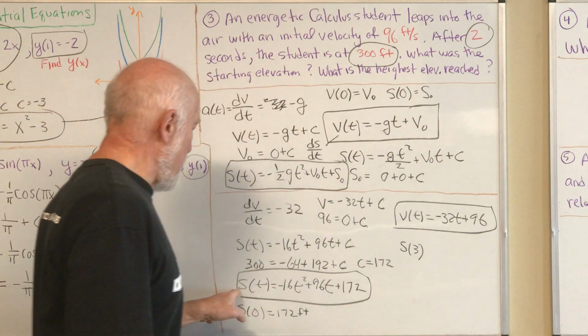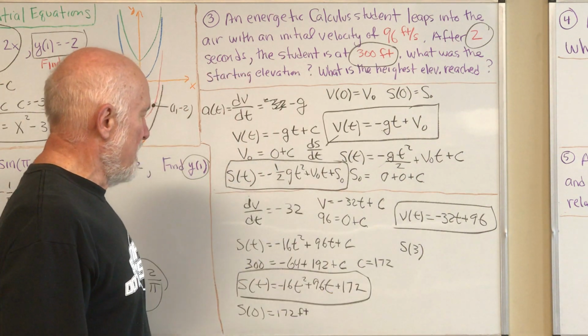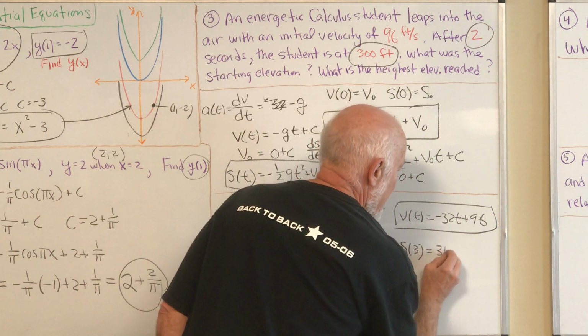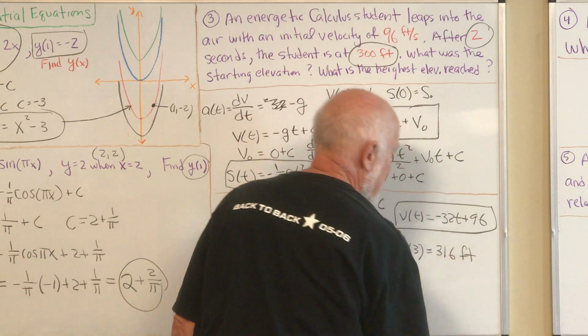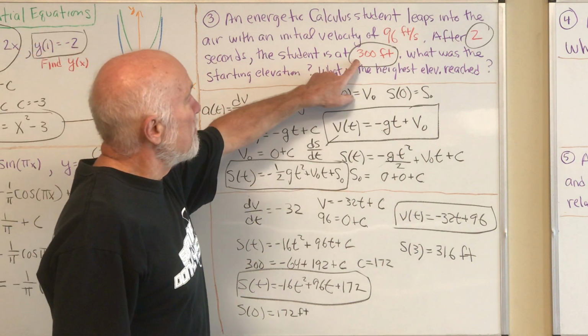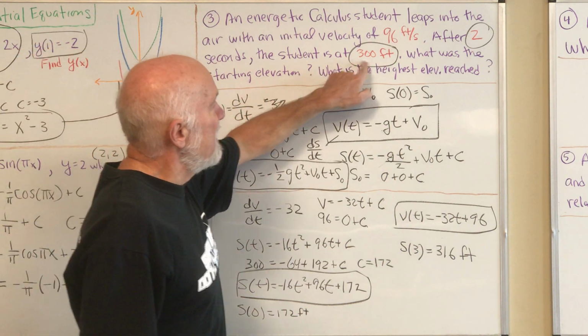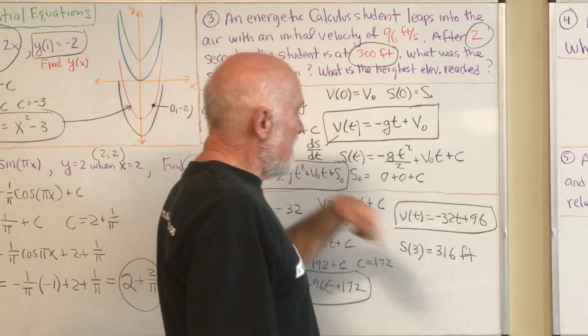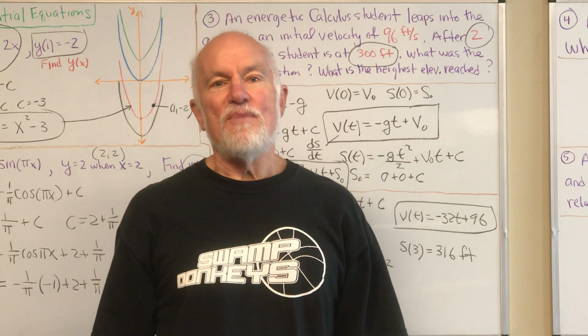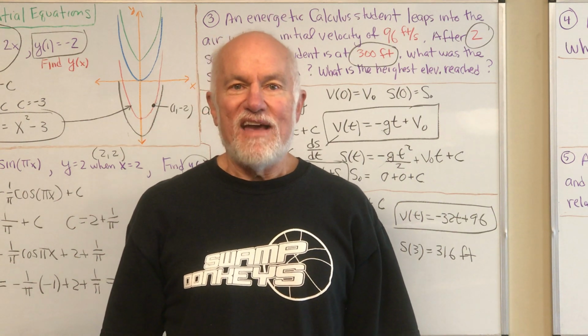So you just plug 3 into this equation, and it turns out to be 316 feet. So what's happening is the student is slowing down. So it was at 300 feet at 2 seconds. The highest it ever gets is 316 feet, and then the student would start coming back down to class.